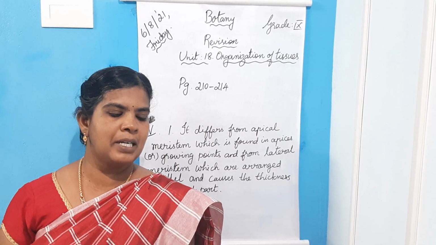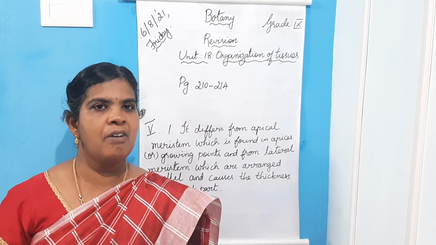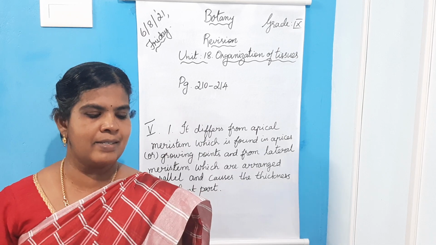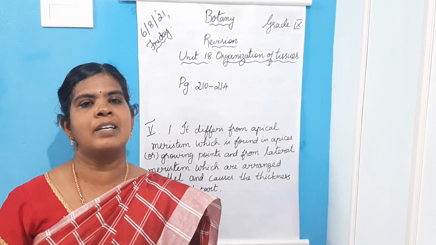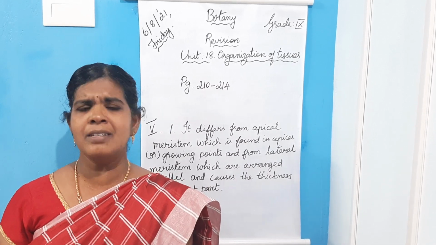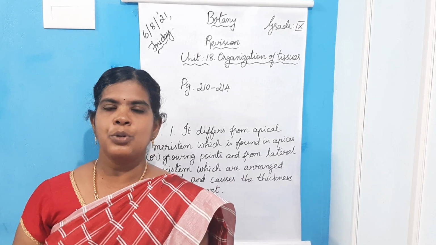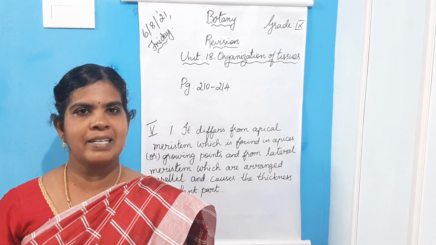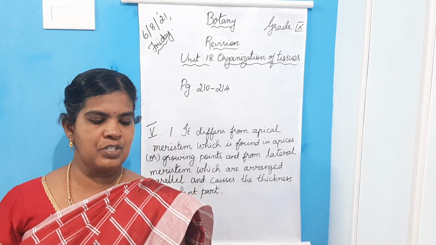Define meristematic tissue. Meristematic tissues are a group of immature cells that are capable of undergoing cell division.